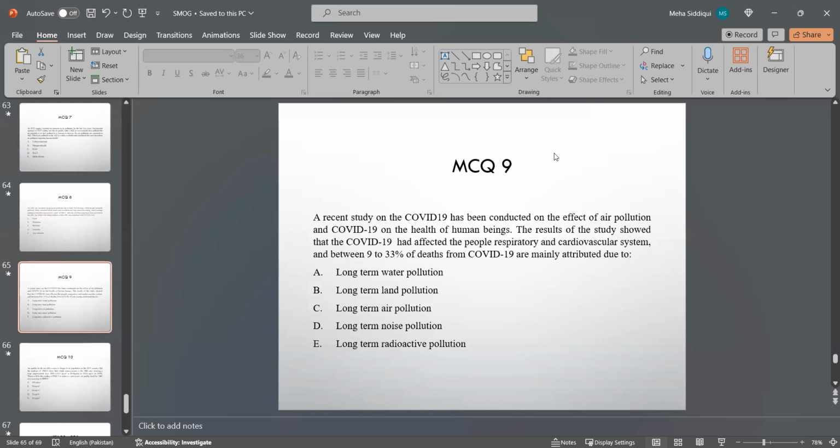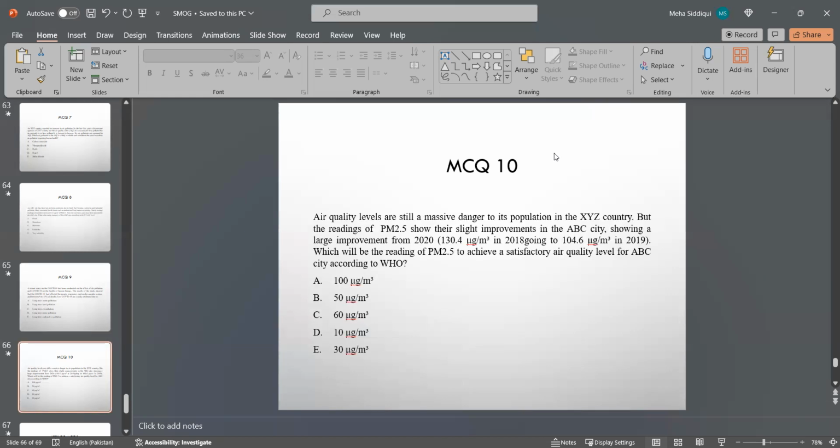MCQ number 9. A recent study on COVID-19 has been conducted on the effect of air pollution and COVID-19 on the health of human beings. The results of the study showed that COVID-19 had affected the people's respiratory and cardiovascular system. Between 9 to 33% of deaths from COVID-19 are mainly attributed to long-term water pollution, long-term land pollution, air pollution, noise pollution, or long-term radioactive pollution. C is the right option.